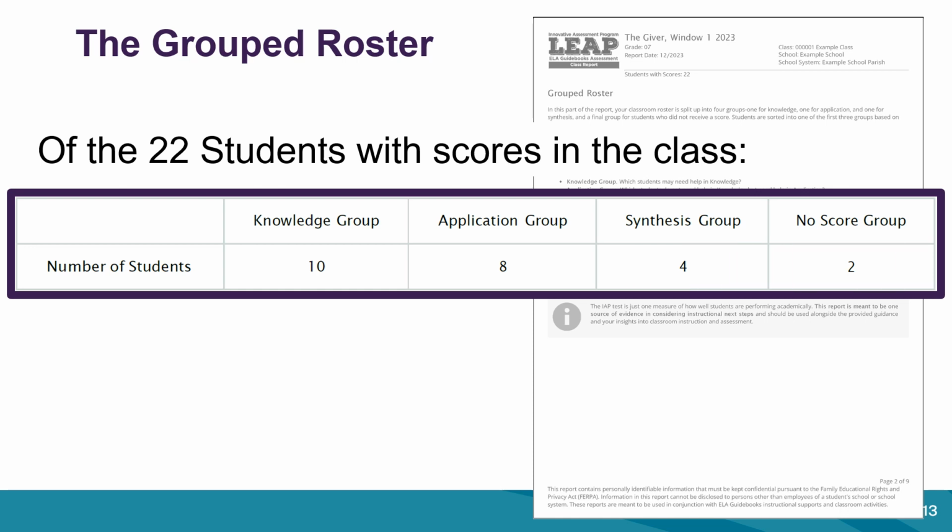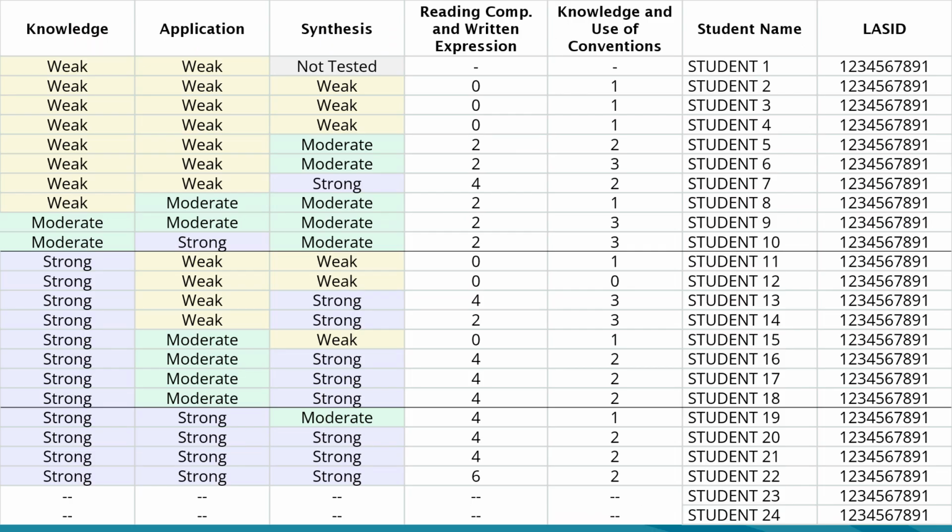These groupings are created by essentially dicing up or dividing up the classroom roster, which we'll explain next. On this screen, you'll see all 24 students from the classroom, including the 2 who didn't take the test at all. What you'll see is that we sorted students based on their performance, starting with those who are weakest in knowledge, running to those who are strongest in knowledge, and then similarly for application and synthesis.